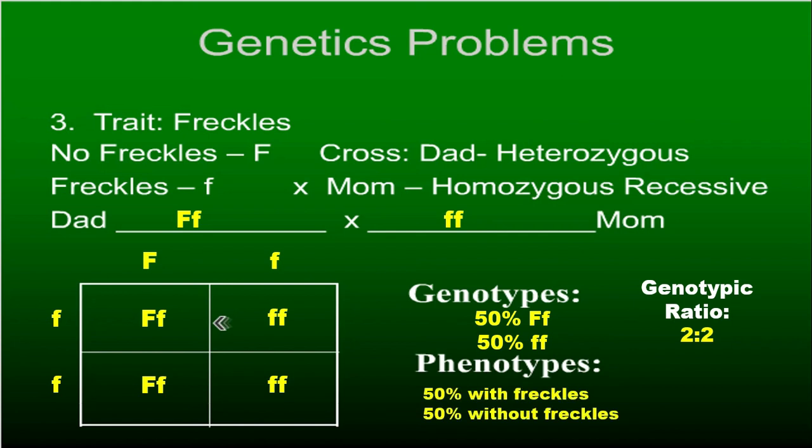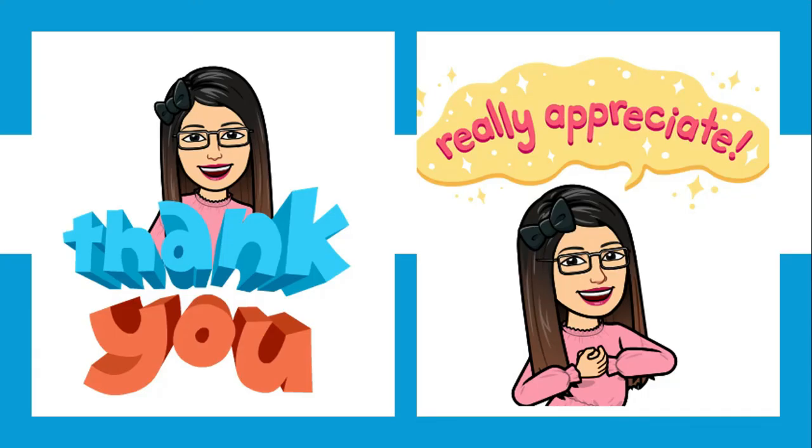Then, for the phenotype, we have there 50% with freckles and 50% without freckles. So, what is this 50%? Two of the results start with a capital letter F, that is without freckles, and another two start with the small letter F, meaning with freckles, making the phenotypic ratio 2:2. Okay? So, that is how you are going to solve a Punnett square using the variables that represent each particular trait and alleles.